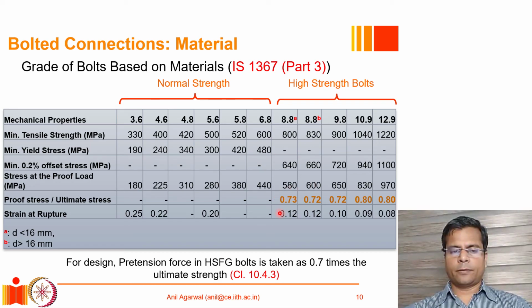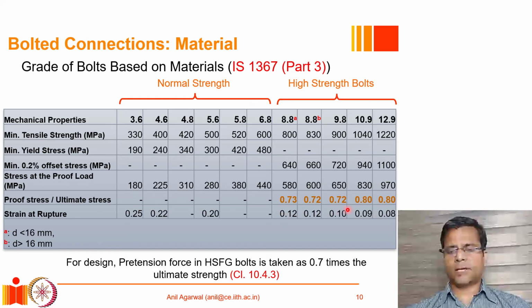Also, another property of interest would be strain at rupture. As you may see, the minimum strain at rupture for low strength bolts such as 3.6 or 4.6 grade bolts is between 0.25, 0.22 and so on. However, higher strength bolts exhibit low strains at rupture. Strain at rupture is basically a parameter that is used to quantify ductility of steel, and as you may understand, as the bolt strength increases, the ductility of the bolt decreases. The reason is quite obvious.